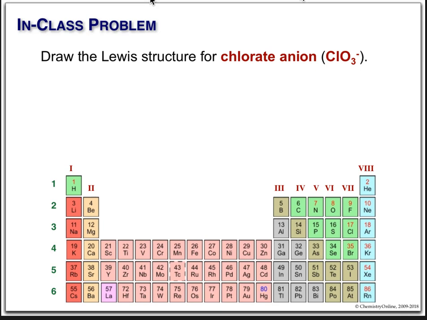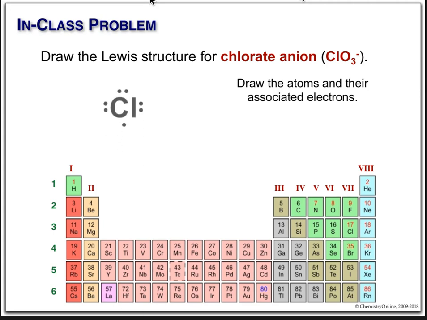Now, again, make sure you know how to construct a molecule. That's what you're going to do on the exam. Make sure you understand this. You're going to find the atoms in the periodic table. Chlorine is here, group 7. So we will have 7 valence electrons. Oxygen, group 6, it will have 6 valence electrons. So we put our chlorine there with 7. We're going to put 3 oxygens around it.